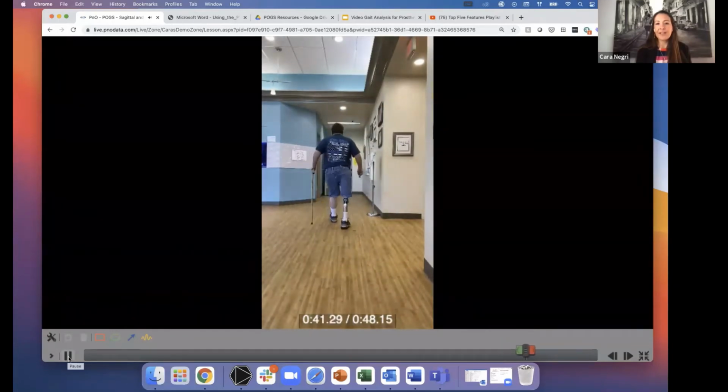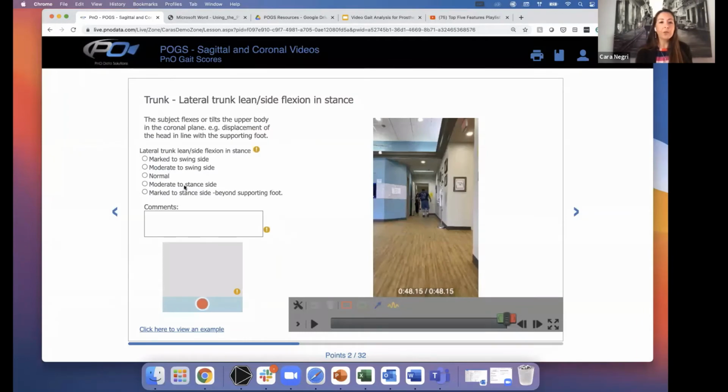So if you can kind of see, that socket is not fitting very well at all. He's not really in that socket. He's not getting any support around that pelvis area. So his gait shows that too. He's not really even putting all of his weight on the prosthesis. In fact, if anything, we might score this as something that he's keeping his weight all on the contralateral side. So we could either choose that he is marked to the swing side or moderate to the swing side, or normal, or moderate to stance side, or marked to stance side. So beyond that supporting foot.